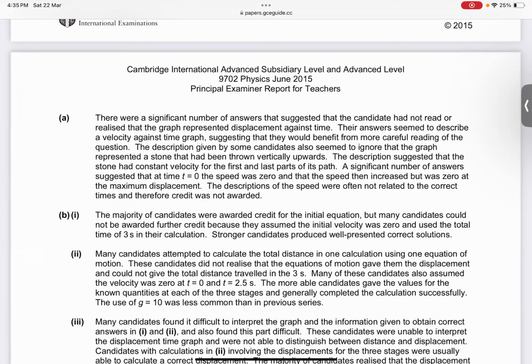And the speed was 0, and the speed then increases but was 0 at the maximum height, okay? Speed is not increasing. The gradient is not increasing, the gradient is decreasing. So throughout the motion speed decreases because we have the deceleration of 9.81, right? So that's why. And the description of the speed were often not related to the correct times, okay? You have to give the time in your answer, okay? Therefore the credit was not awarded, okay?